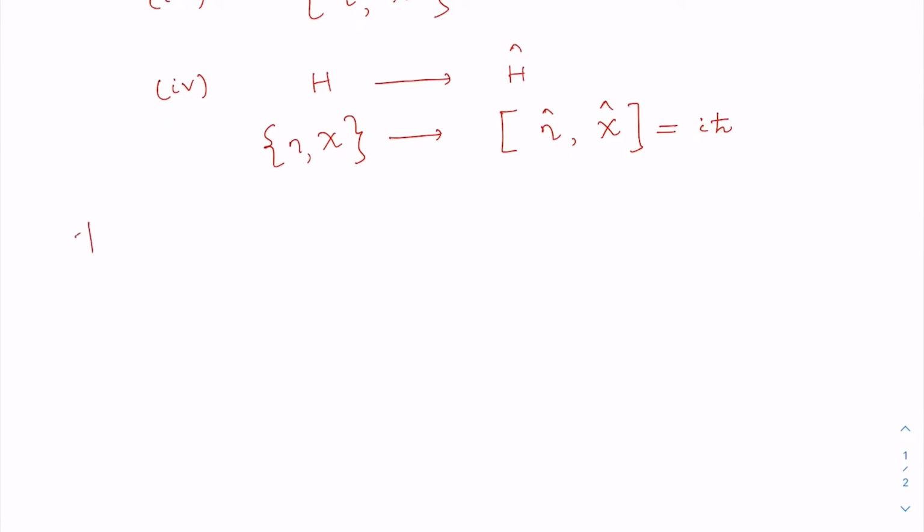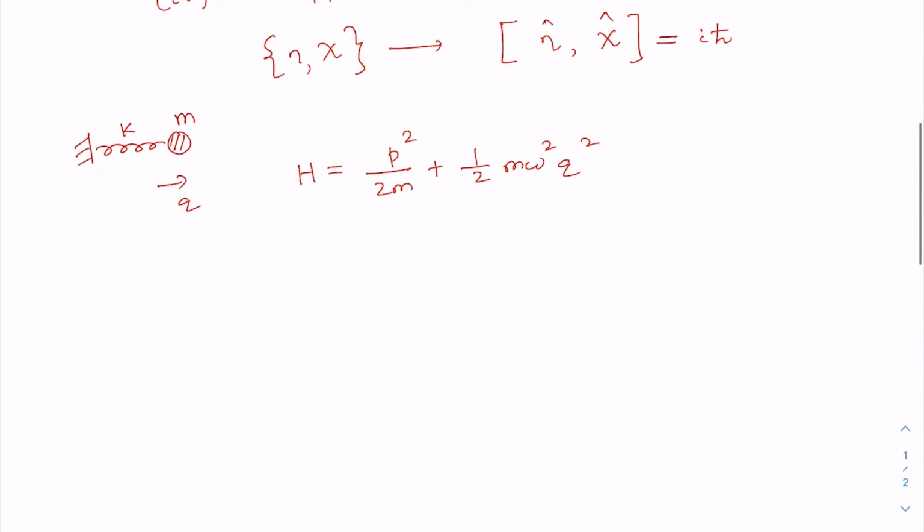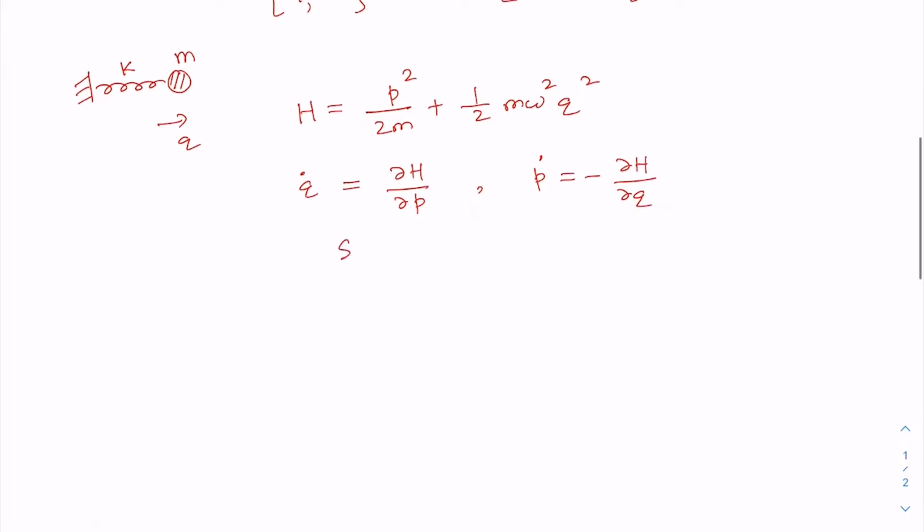If you remember, in the last class we considered this mechanical, classical harmonic oscillator: a mass m attached to a spring of spring constant k. The Hamiltonian we wrote was p squared by twice m plus half m omega squared q squared, where q is the position and p is the momentum. We know that q and p are canonically conjugate variables because they satisfy Hamilton's canonical equations of motion, and they satisfy the Poisson bracket relation, the Poisson bracket of q and p is equal to 1.